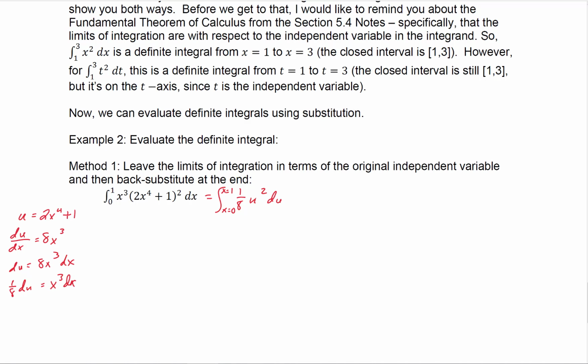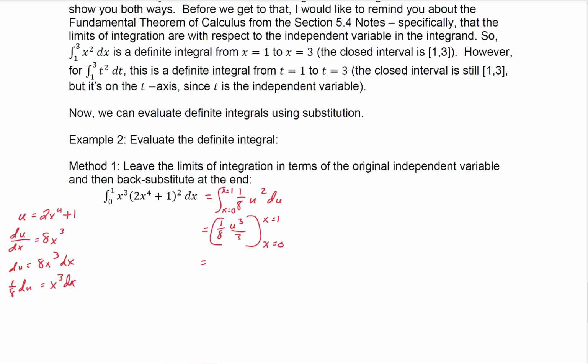All right, so now let's integrate this. The integral of 1/8 u to the second power is 1/8 u to the third over 3, evaluated from, remember, no plus c because we're doing a definite integral, so we're letting c equal 0. So then this is evaluated from x equaling 0 to x equaling 1, because we're still in terms of u. The variable still doesn't match, so we have to say what the variable is. And now we would back substitute.